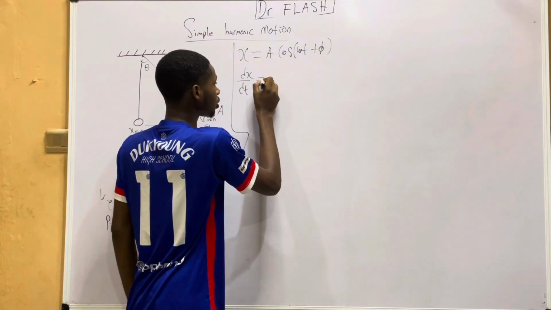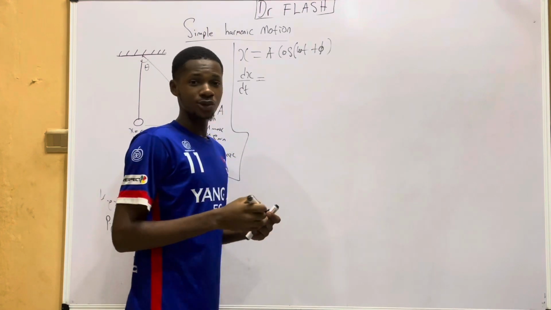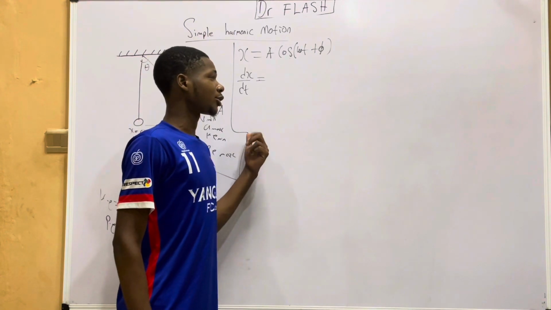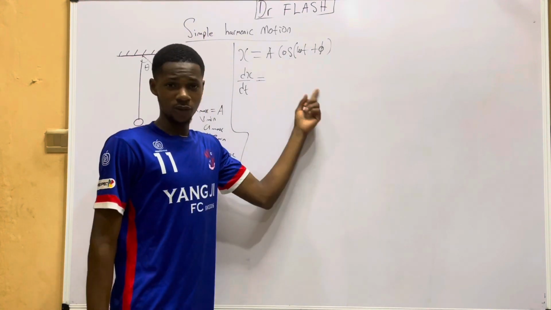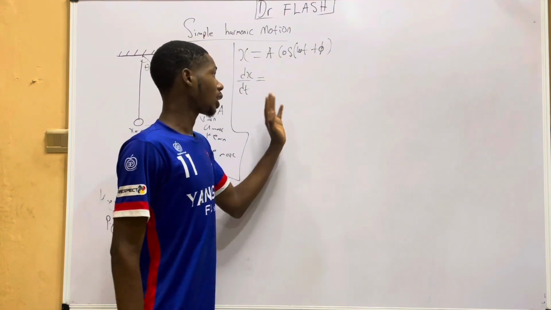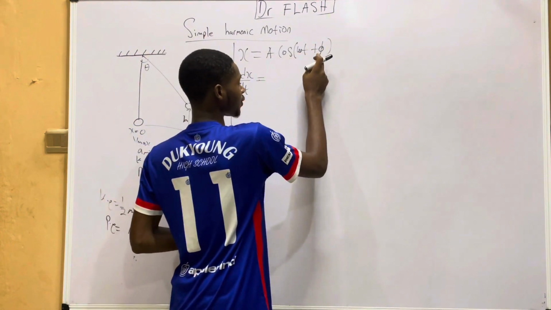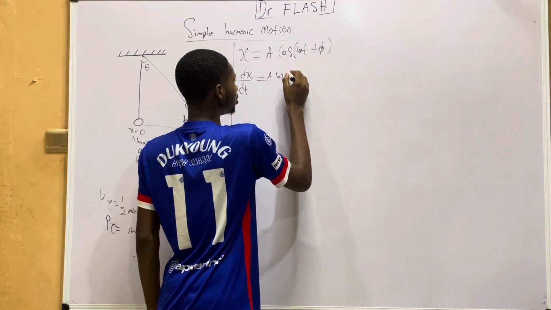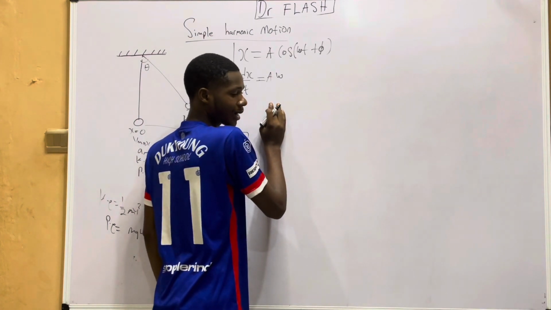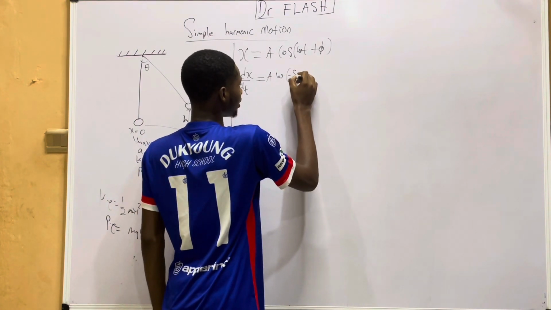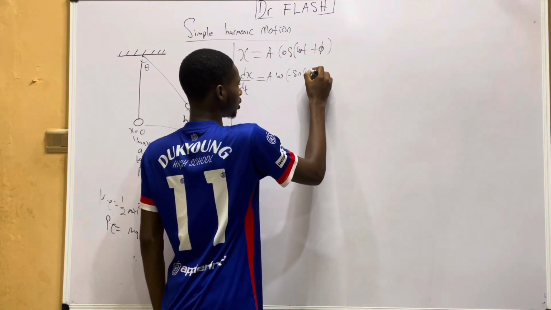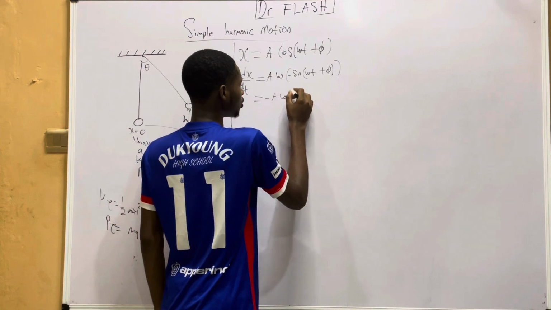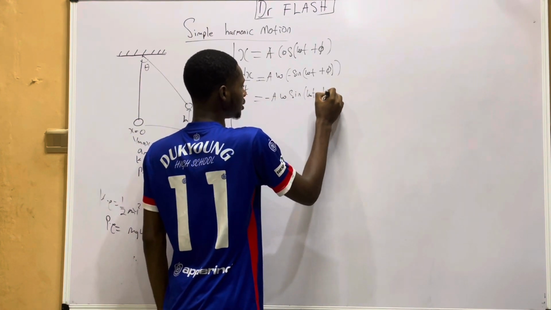Differentiating wt, you're going to get w. If you don't understand how to differentiate, I advise you to check our other videos, where I did some questions on how to differentiate. This one is a function of a function, so you can check that video on how to differentiate. So differentiating wt plus phi, we're going to get w, and it multiplies what is outside. So we're going to have a w. Differentiating cosine, we're going to get minus sine. So we're going to have minus sine, write back the function wt plus phi. So that simplifies to minus aw sine wt plus phi.